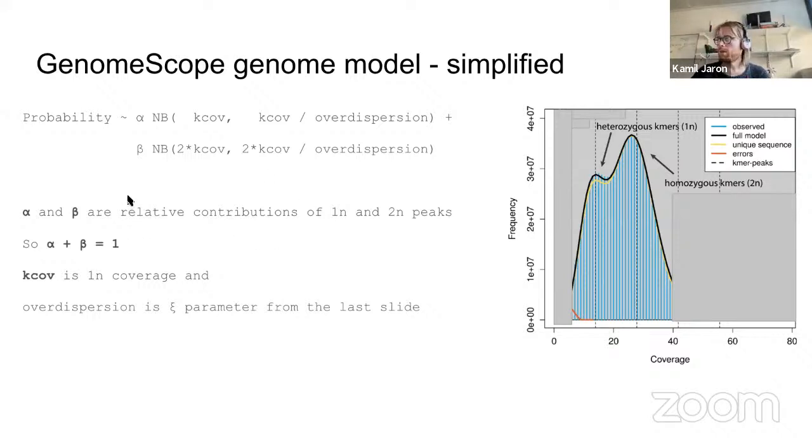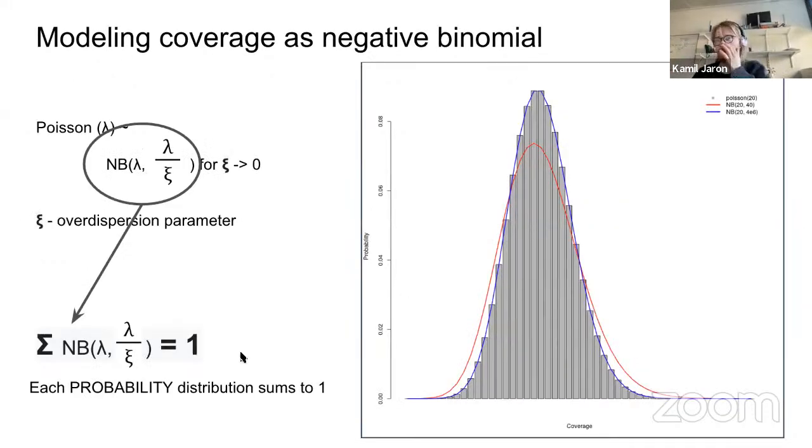So in this context, because this is a probability, we expect that alpha plus beta will be equal to 1, because if you sum up a negative binomial, it always needs to be 1, because it's a probability distribution. The k-mer coverage is k-mer coverage. Overdispersion is just the parameter that scales.